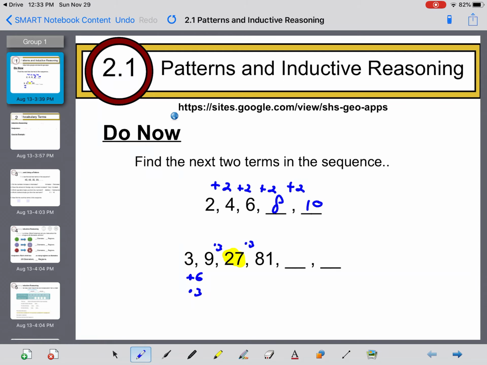27 times 3 is 81. So we need to keep going here. And we need 81 times 3, which is 243. And then we need 243 times 3, which is 729.